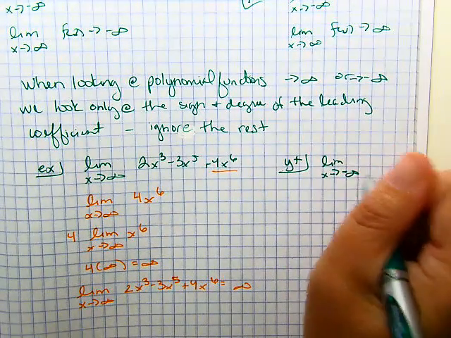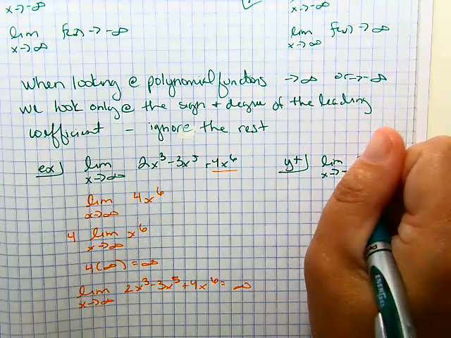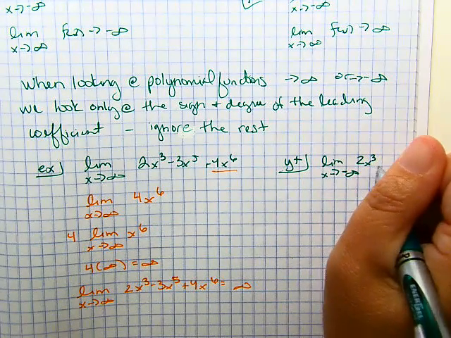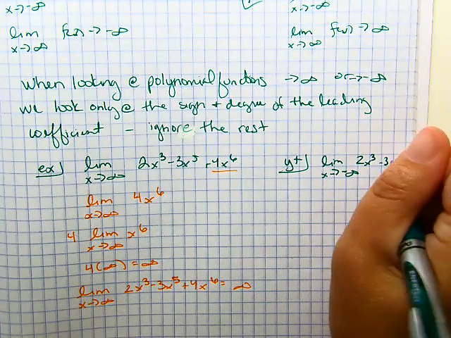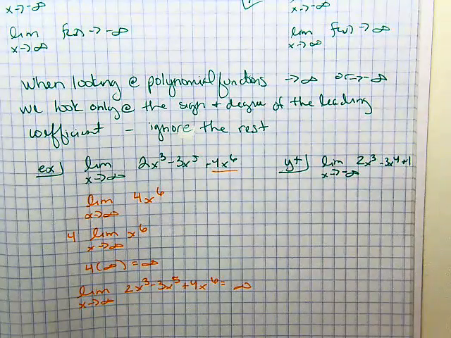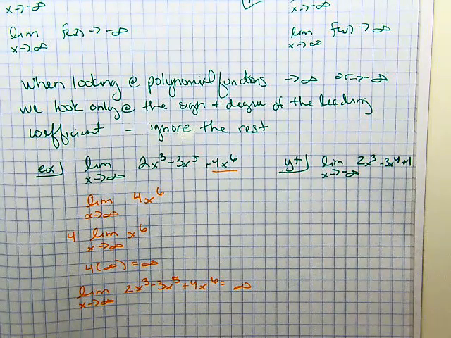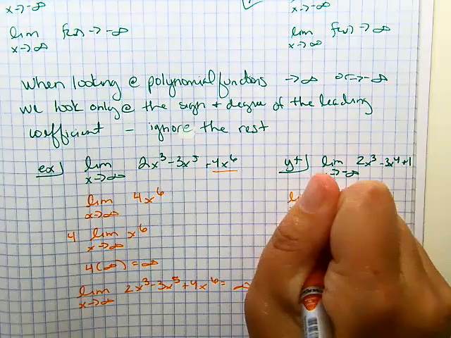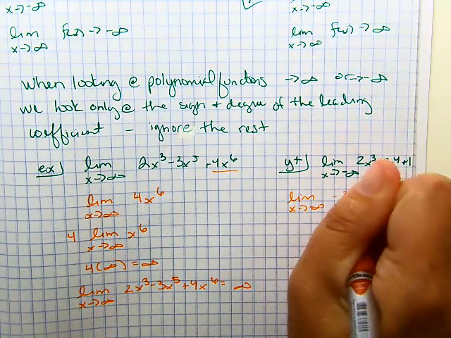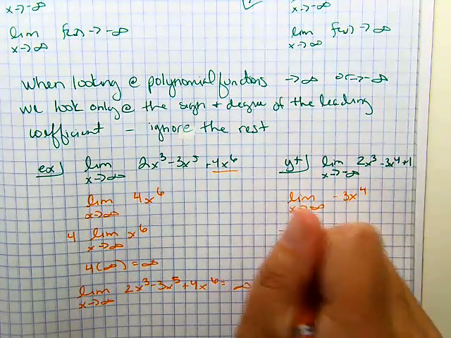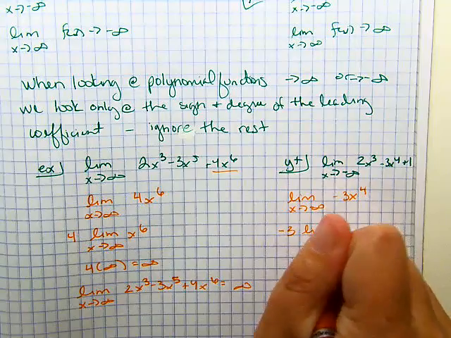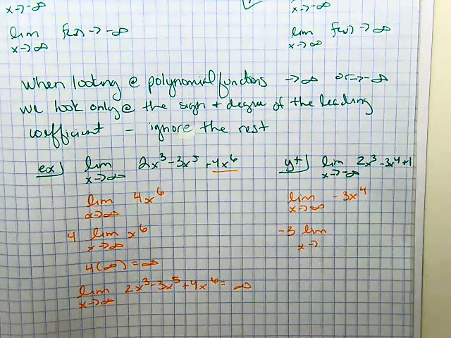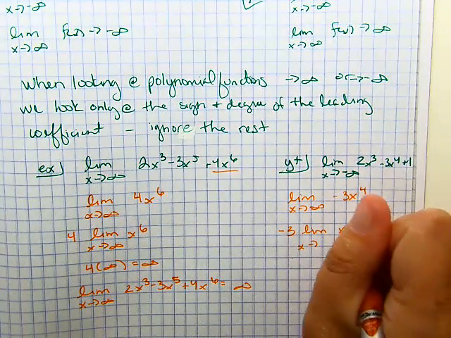negative infinity of 2x cubed minus 3x to the fourth plus 1. All right, so first, negative 3x to the fourth is going to be our jam. So the limit as x approaches negative infinity of negative 3x to the fourth. So we take this negative 3 in front of x to the fourth. Should have done odd. I don't know what I was thinking.